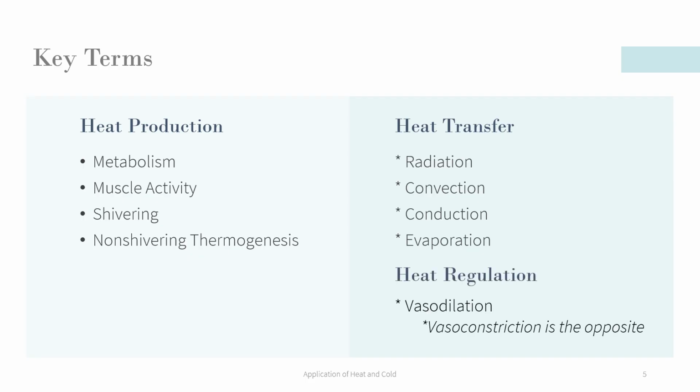Heat regulation. Vasodilation is a method of heat regulation in the body. This is when the blood vessels widen, the diameter of the blood vessels increases, and blood flow also increases to the skin's surface area. This promotes heat loss in the body. Vasoconstriction is the exact opposite. It's the narrowing of blood vessels to reduce blood flow to the skin, which then conserves heat within the body.